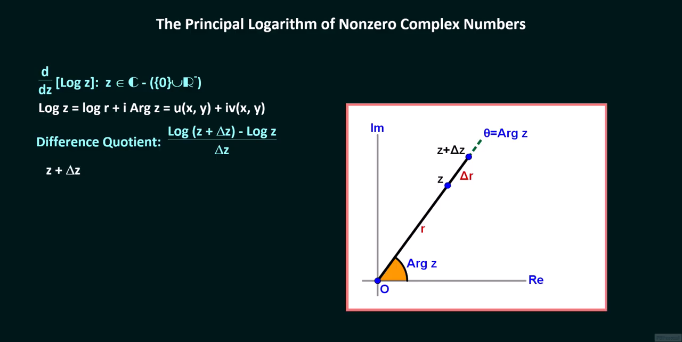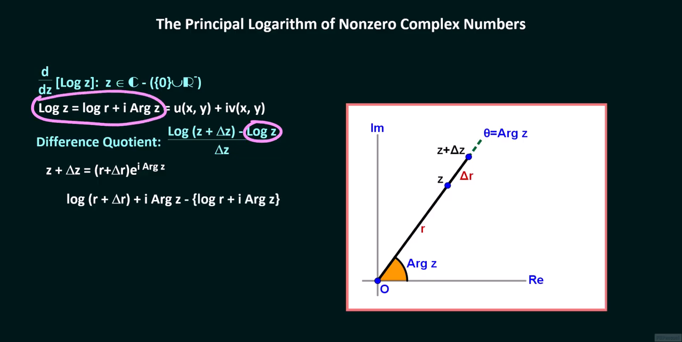Then z plus delta z equals its absolute value, which is r plus delta r, times e raised to the power i times the principal argument of z plus delta z. The principal argument of z plus delta z is also the principal argument of z, so that z plus delta z equals r plus delta r times e raised to the power i times the principal argument of z. So the principal logarithm of z plus delta z equals log of the quantity r plus delta r plus i times the principal argument of z. From this, we subtract the principal logarithm of z, which is log r plus i times the principal argument of z. i times the principal argument of z cancels out.